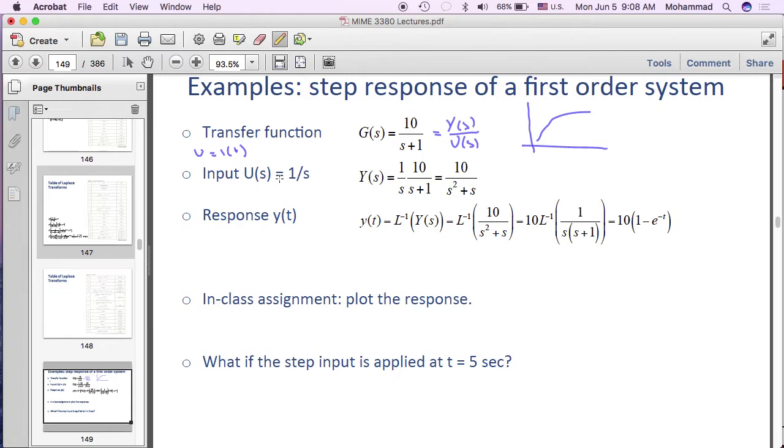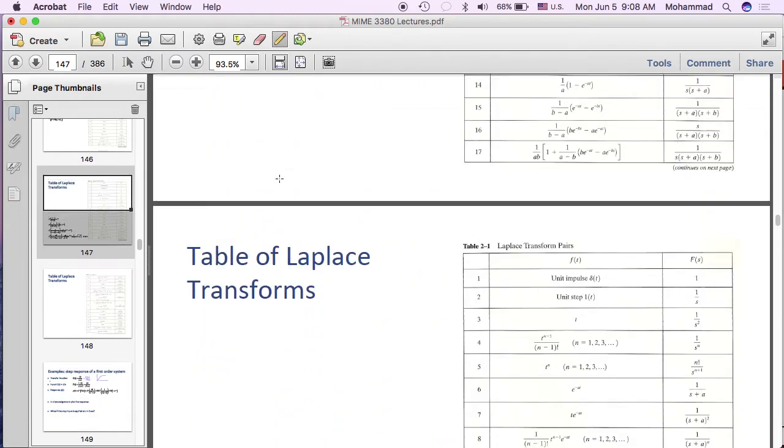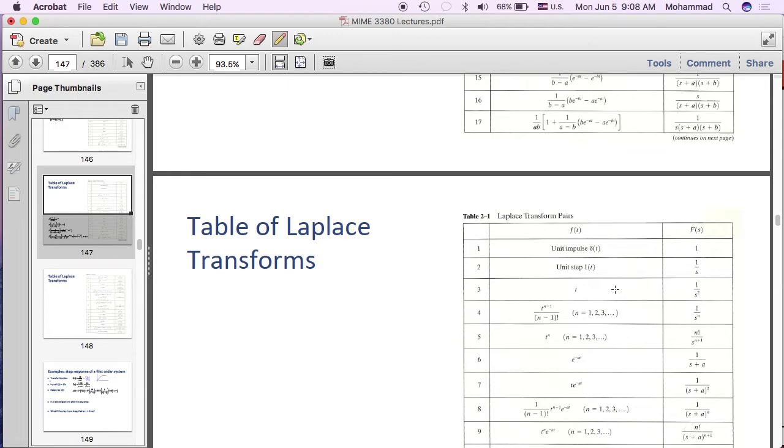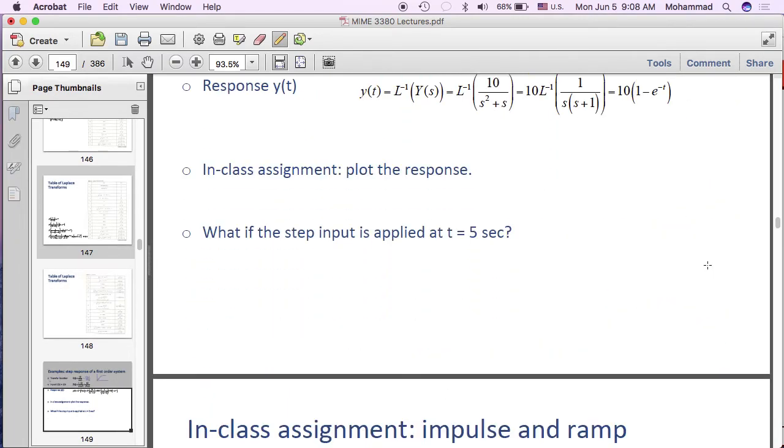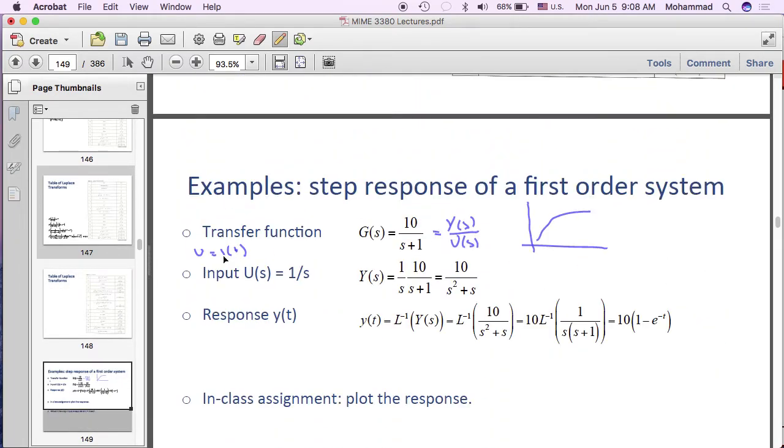So if you look at the table of Laplace transform, it says if your time function is unit step, your Laplace transform would be 1 over s. This is the second row of this table 2.1. Do you see that? Everybody? Okay. So we know Laplace transform of a unit step is 1 over s.